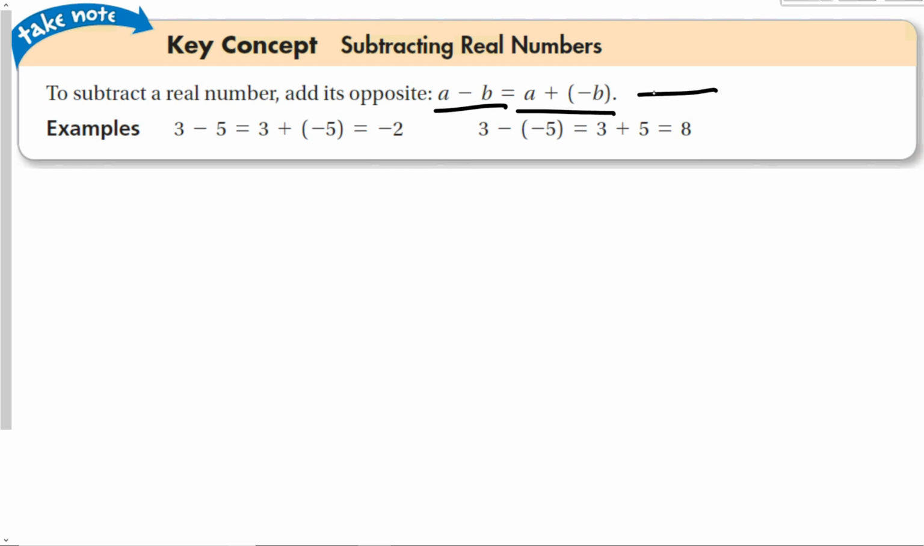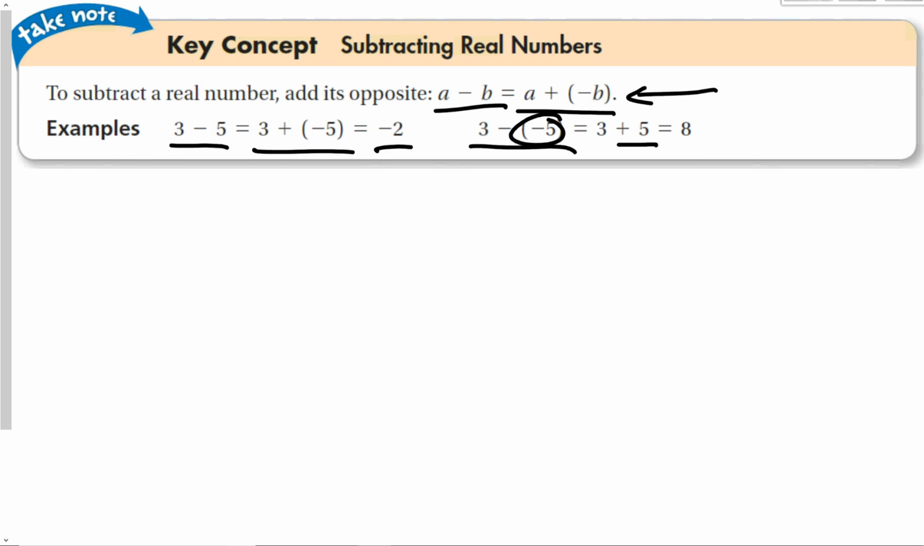And this is going to become important when we try to prove the commutative property for subtraction. So my example says that if I want to take 3 minus 5, I'm really doing 3 plus a negative 5 to give me negative 2. And when I do 3 minus a negative 5, when I want to subtract two numbers, I add the opposite. So the opposite of negative 5 becomes positive 5.